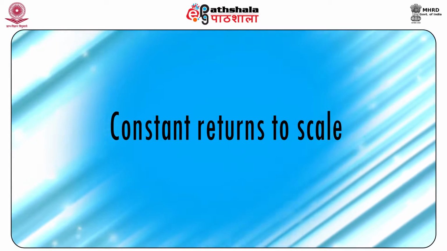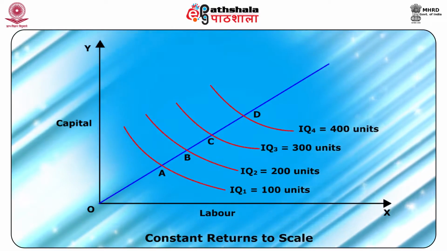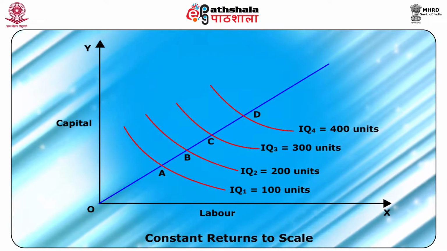Next, constant returns to scale. The proportion of increase in output is the same as the proportion of increase in all inputs. The distance between consecutive multiple isoquants along the isocline OS remains the same in case of constant returns to scale. It means an equal increase in output is obtained by equal increments in input. Here, AB is equal to BC is equal to CD.